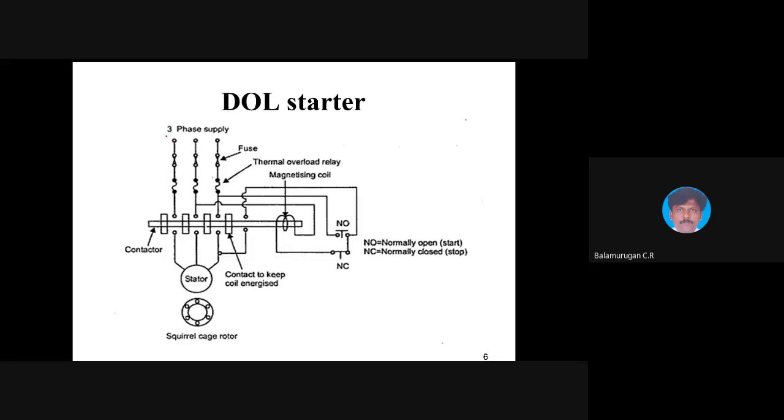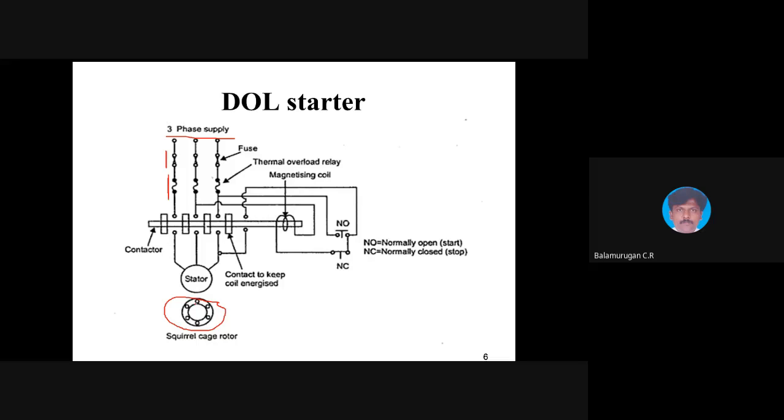Here we'll have a 3-phase input supply, and we'll have a fuse arrangement initially, a 3-phase fuse, and this is the thermal overload relay. Next we'll have the contacts. Here is the 3-phase squirrel cage machine. We have a stator and rotor. This is the squirrel cage induction machine rotor symbol. If you draw the rotor like this, it indirectly represents the squirrel cage rotor.